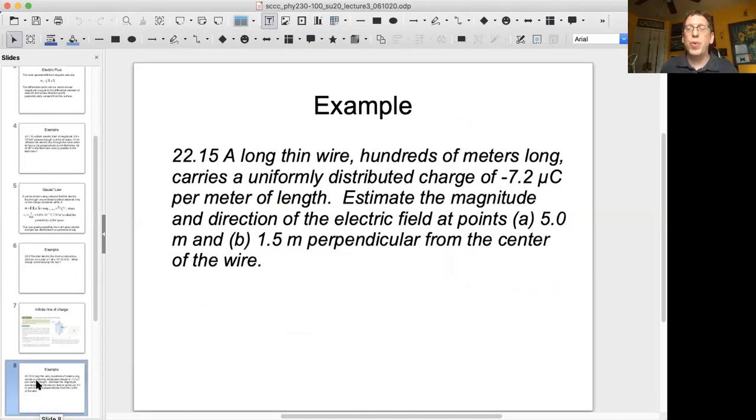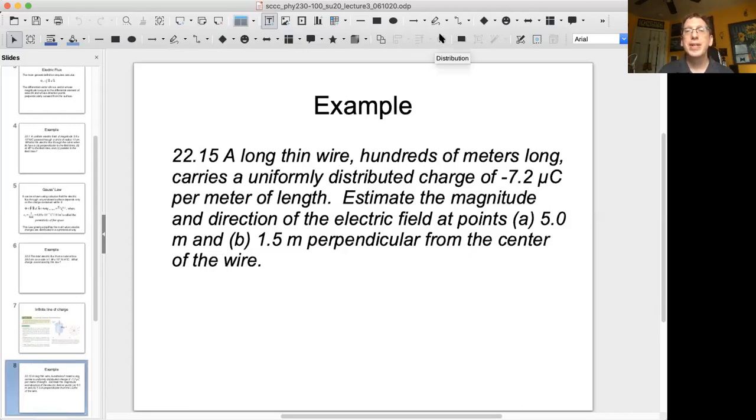And so the long, thin wire, hundreds of meters long, carries a uniformly distributed charge of negative 7.2 microcoulombs per meter of length. So we're given lambda, and lambda is negative. So that's going to tell us the electric field is pointing in to the wire. So estimate the magnitude and direction of the electric field. We've already figured out the direction. At points 5.0 meters and 1.5 meters perpendicular from the center of the wire.